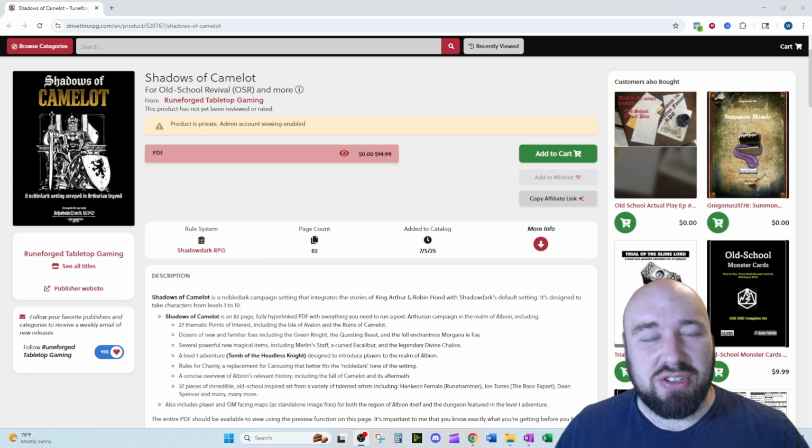Just reading the description here, it says, Shadows of Camelot is a noble dark campaign setting that integrates the story of King Arthur and Robin Hood with Shadowdark's default setting. And it's designed to take characters from level 1 to 10, so you can play a full campaign in this campaign setting if you are so inclined. And that's exactly what I did with my group, and we had an absolutely fantastic time.